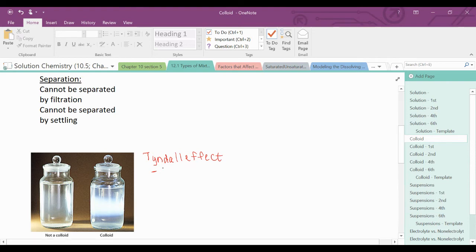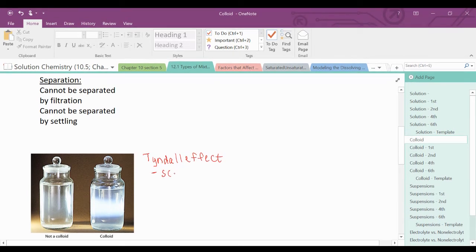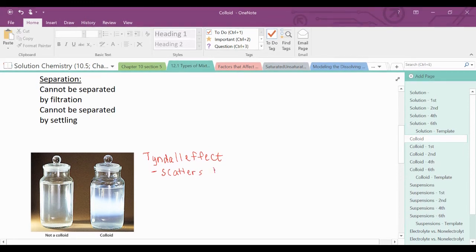Basically, they've taken a flashlight and shined it through the liquids that are in each of these jars. And with a colloid, it has the ability to scatter the light. So that's why we're able to see that light beam. Solutions just have particles that are so small that you cannot scatter the light with them.